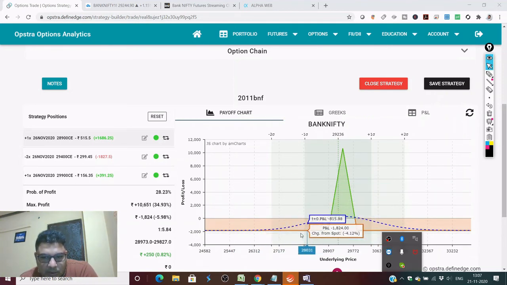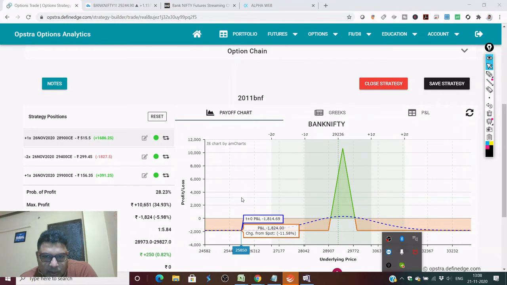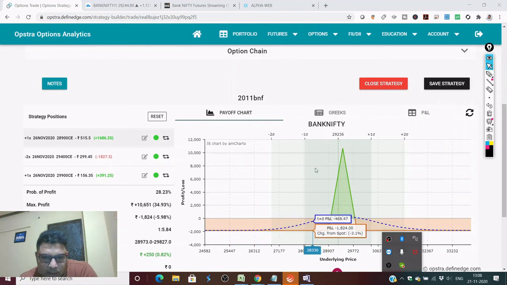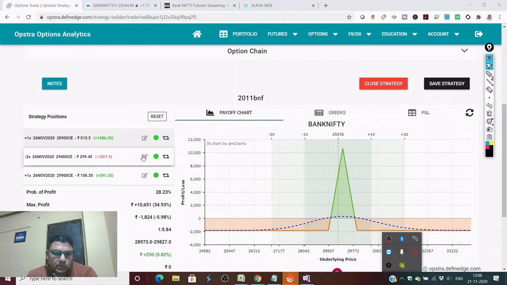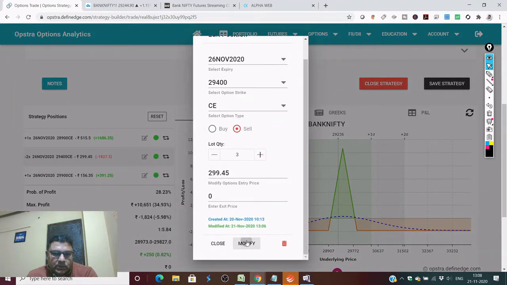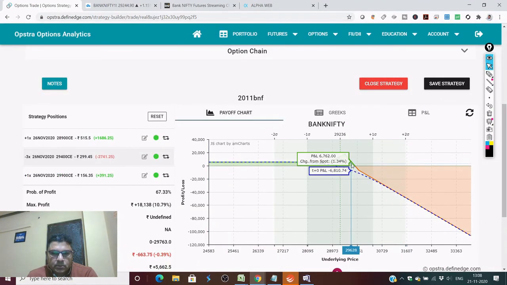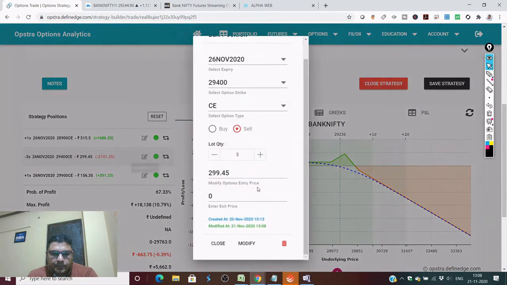My suggestion is that if this butterfly is not working out, it is failing, then just close this and take a fresh view and create a fresh butterfly in the direction of the market, rather than unnecessarily adjusting it and then losing more money. So either you can do a simple adjustment like this. If the market is going down against you, make it safe so that the entire downward loss is covered. I just increase the quantity on the sold side.